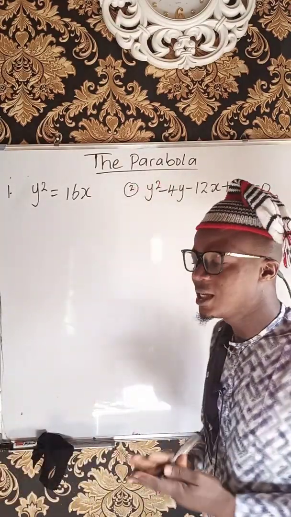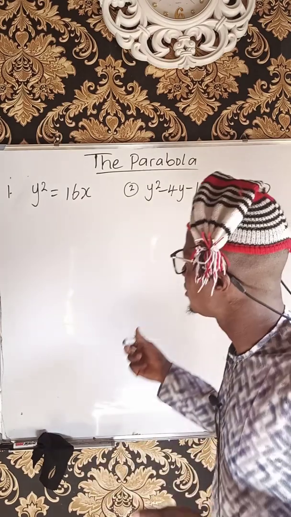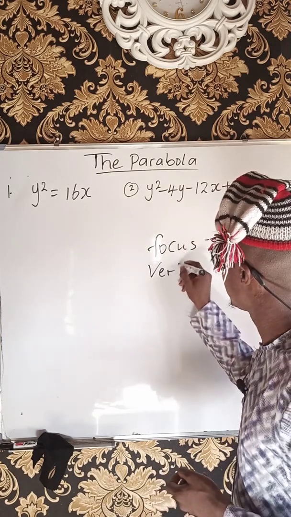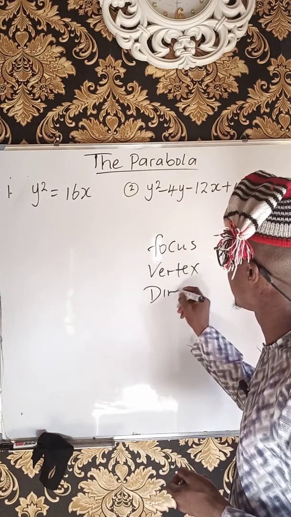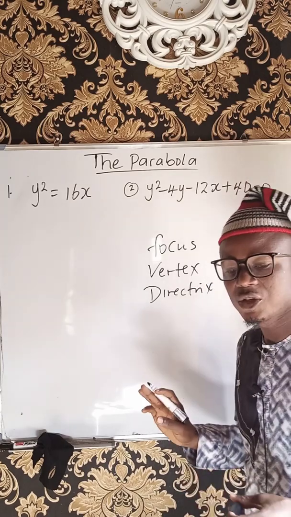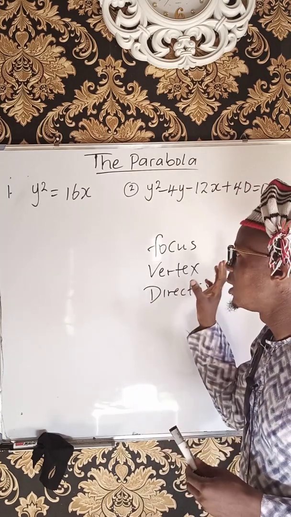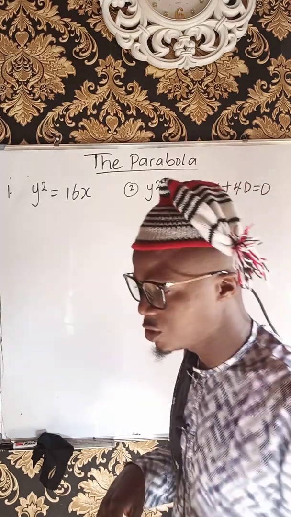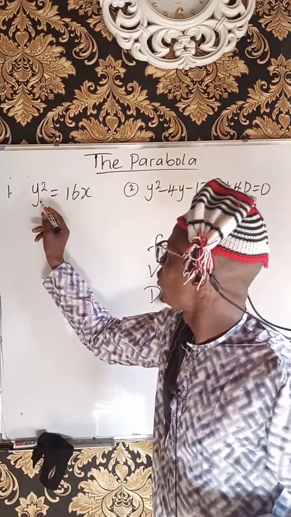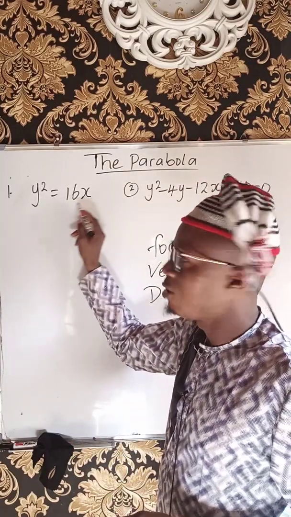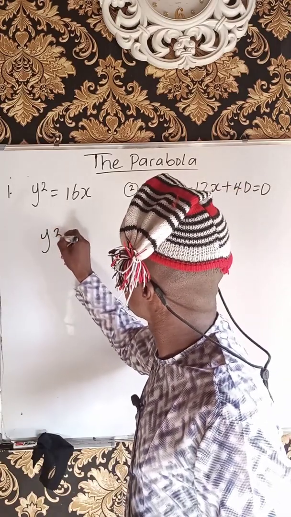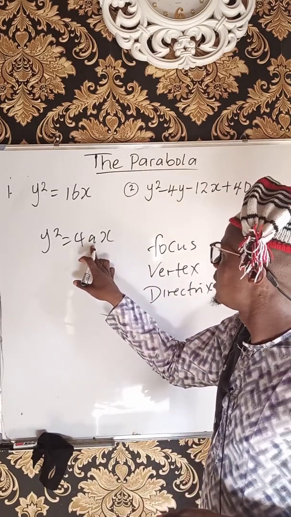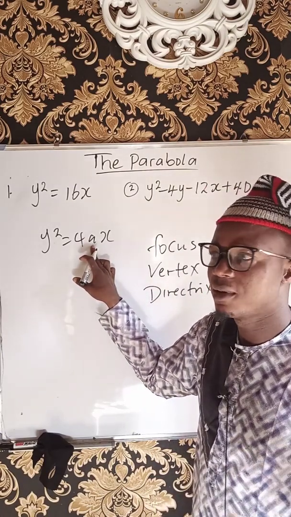Okay, now the key things you need to know whenever parabola is mentioned are the focus, the vertex, and the directrix. Once you know all these things, you won't have any problem when a parabola is mentioned. Again, whenever a parabola is like this, y squared equals 16x, or y squared equals 4ax, this a can be seen as the distance of the focus from the vertex.